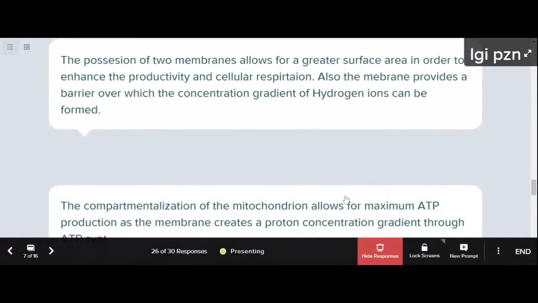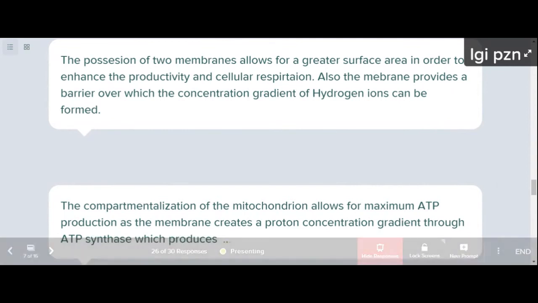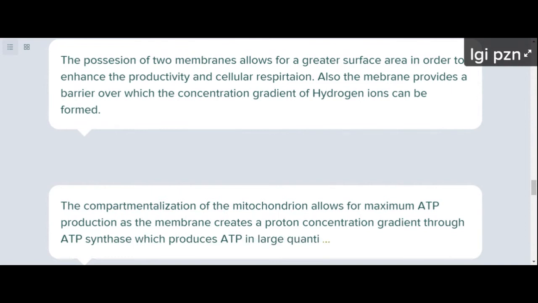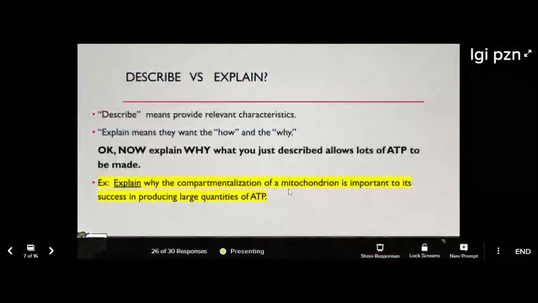Okay, so that's a pretty good experience there. But you see the difference between just simply describing the mitochondrion and then explaining its function and how the structure fits the function. Very, very common type of question. All right, good job, guys. Let's go on to the next one.